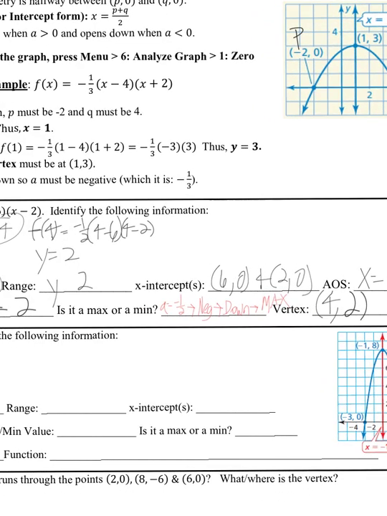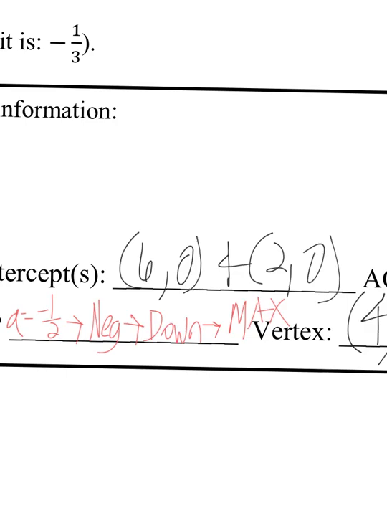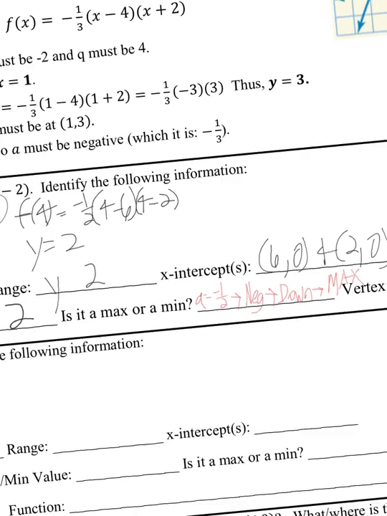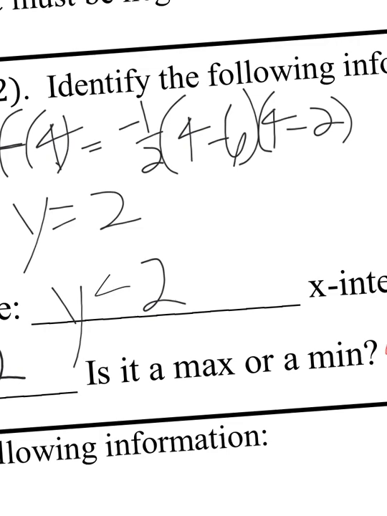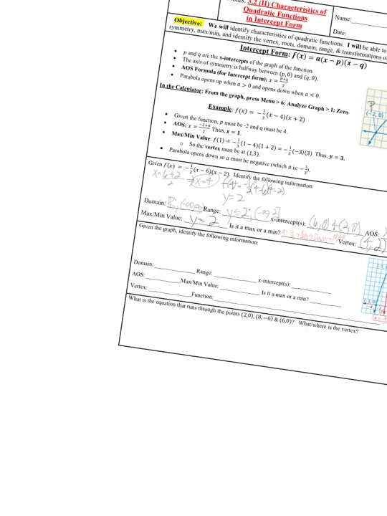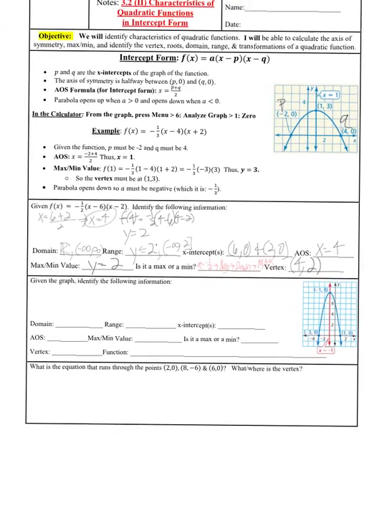Since we determined that it's a maximum, because the graph's going down, because a was negative, you say y is less than or equal to 2. Or you can write it as negative infinity in parentheses, 2 in a bracket. But yeah, that's everything to say about number 1.